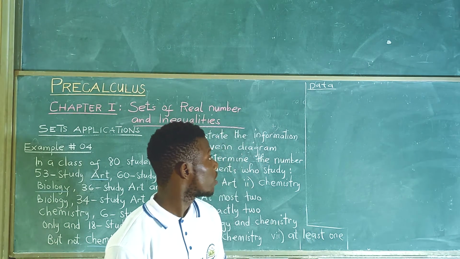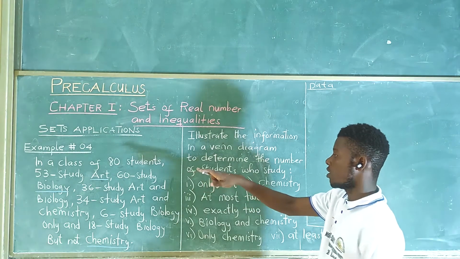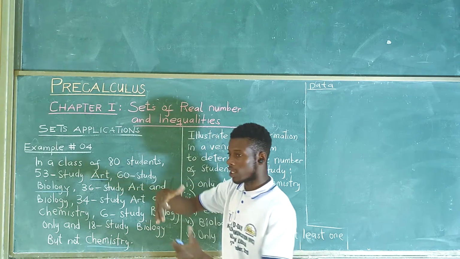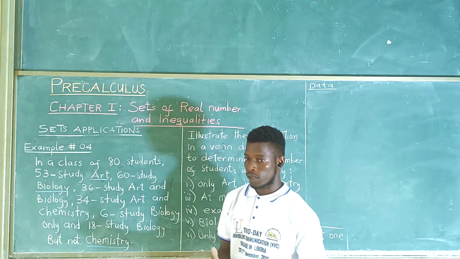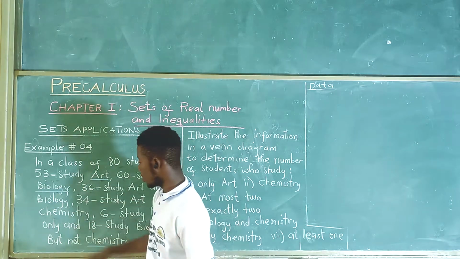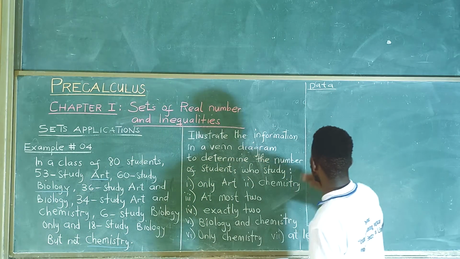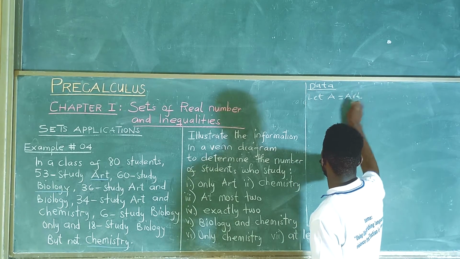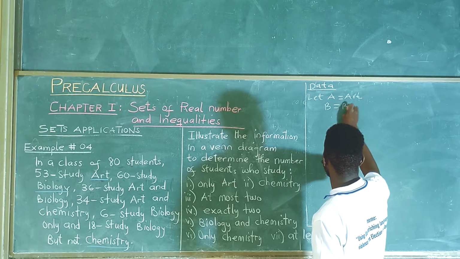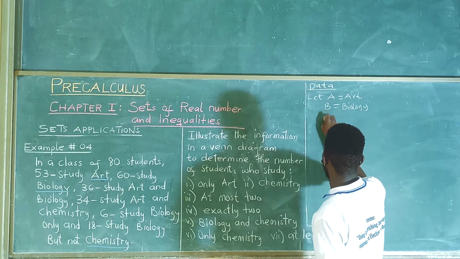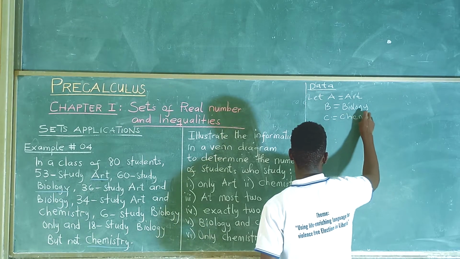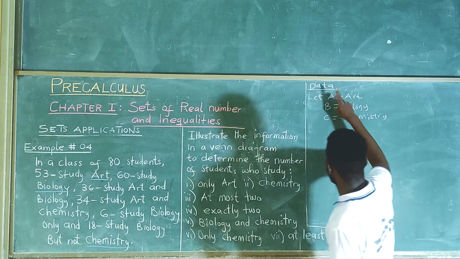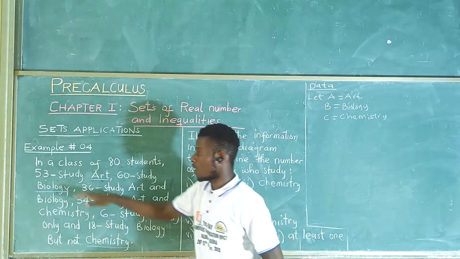So let's collect our information. In a class of 80 students, the total number of students is 80, but the subjects given were art, biology, and chemistry. We're going to define them in terms of a variable. Let A represent the number of students who study art, let B represent the number of students who study biology, and let C represent the number of students who study chemistry. Based on these values of A, B, and C, we are now going to collect our information.